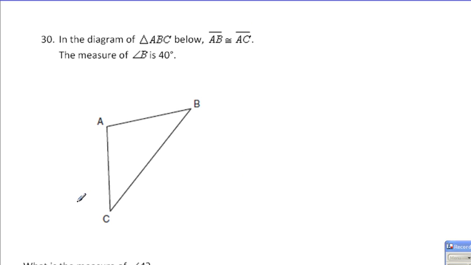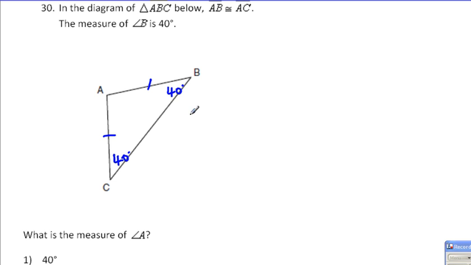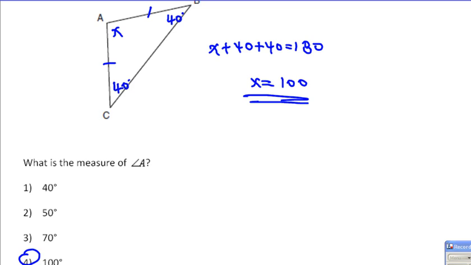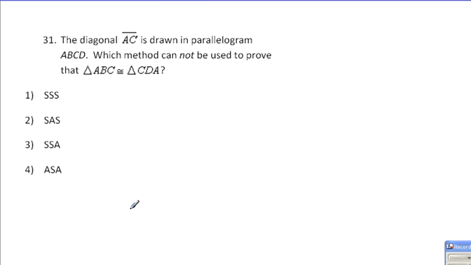Number 30. So here we have a line segment AB congruent to AC. Now, angle B is 40 degrees, which means angle C would also be 40 degrees because this triangle is an isosceles triangle. Then how do we find angle A? Well, that's kind of obvious here. We call it x. Then we have x plus 40 plus 40 becomes 180, which leads us to x as 100 as our answer. Choice 4. Alright, let us continue.